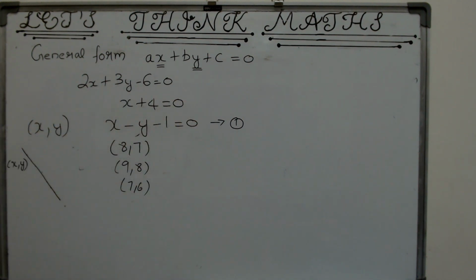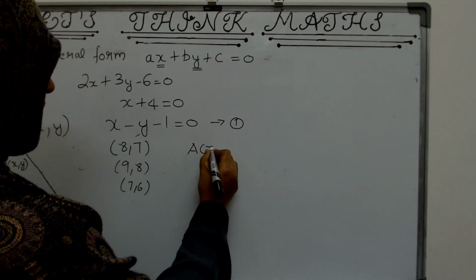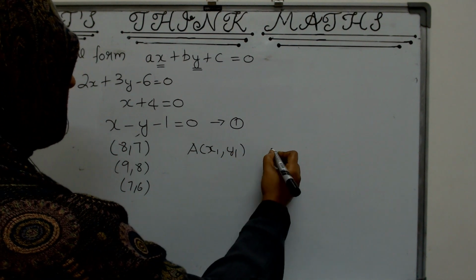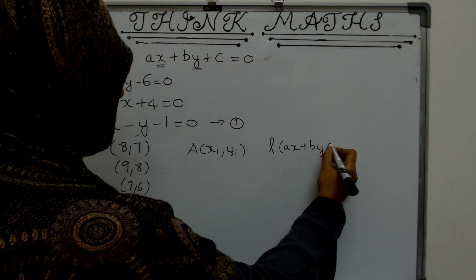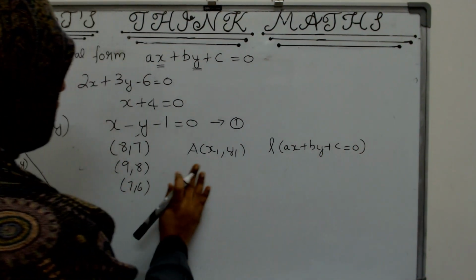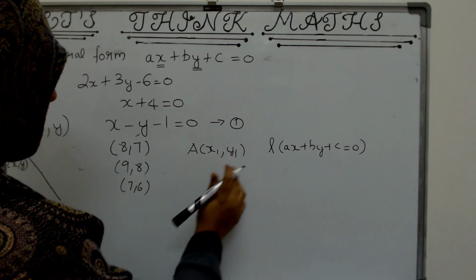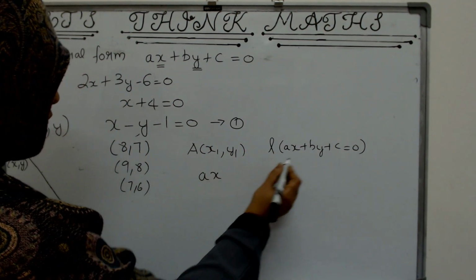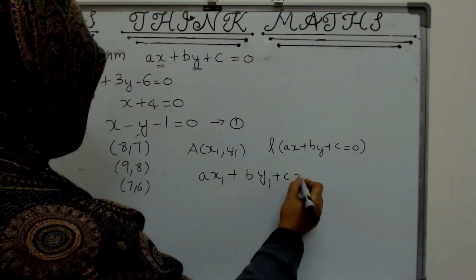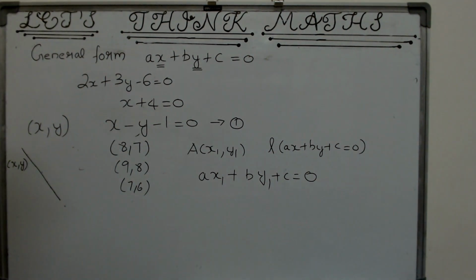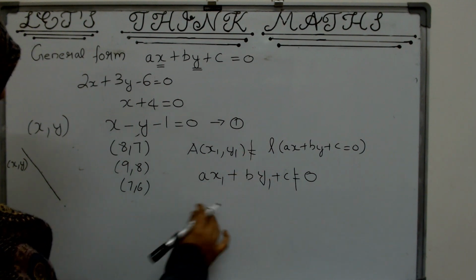That is the first thing that you learn today. If you are given a point A (x1, y1), and you are given a line L which is ax plus by plus c is equal to 0, this point will lie on this line L only if instead of x you put x1, instead of y you put y1, and this condition is satisfied. If this condition is not satisfied, A does not lie on L.